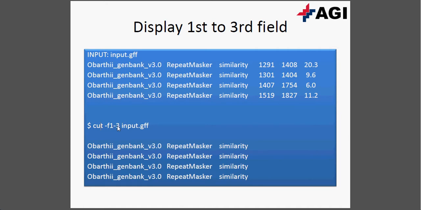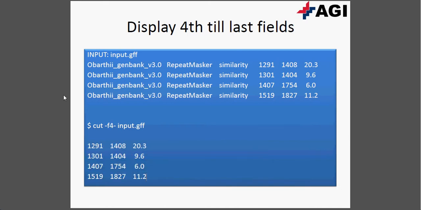I can also display a range of fields using the -f option. For that I use on my command line -f1-3, and you can see it has given me the first three fields. And if I don't know how many fields there are in the file, I just use -f with the field number followed by a hyphen, so it will pick up till the end, till the last field.